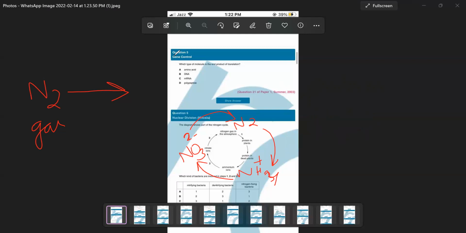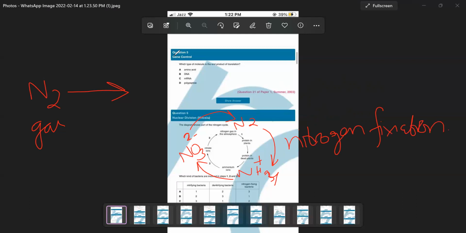So nitrogen, when it's going into ammonium, what is happening is that the nitrogen is being fixed into the ground or into the plant or wherever it is being fixed. So this process is essentially nitrogen fixation.